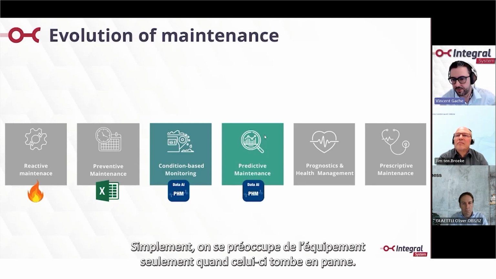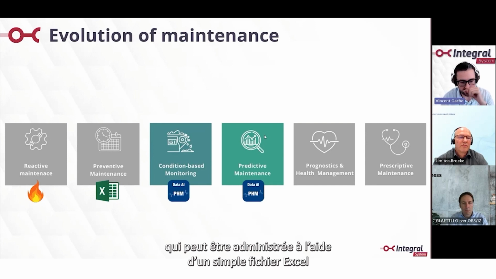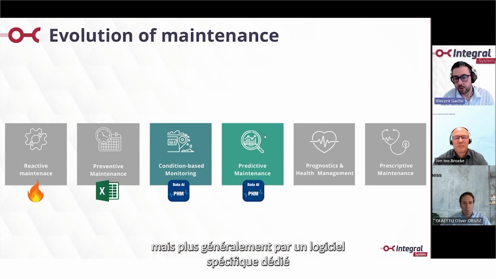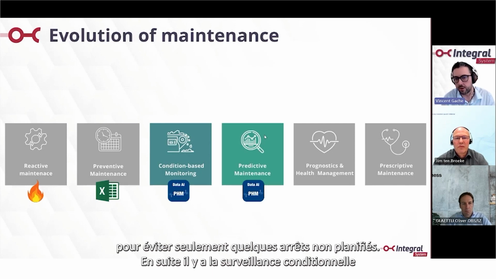So basically, you fix the equipment when it breaks. So you usually don't fix the issues of unplanned downtimes. Afterwards, you have preventive maintenance, which could be done by Excel files, but also by, let's say, a dedicated piece of software. And this is basically scheduling maintenance tasks to avoid those unplanned downtimes.